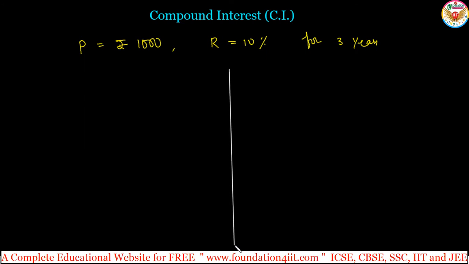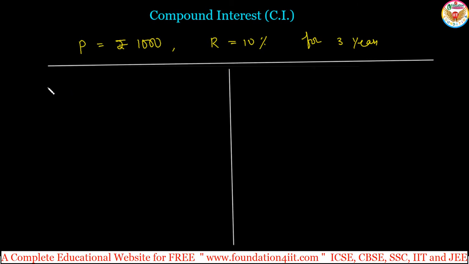For example, the sum borrowed is 1000. The principal which is borrowed, let it be 1000, at a rate of interest of 10%, for 3 years. For 3 years you need to calculate the total amount. So in both cases, simple interest and compound interest, we will do it in the same table. You will understand exactly what the difference is.